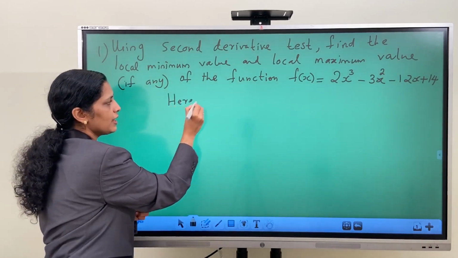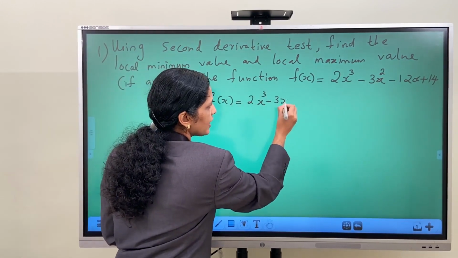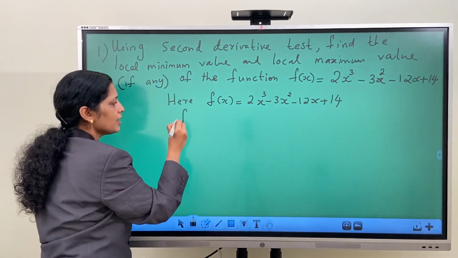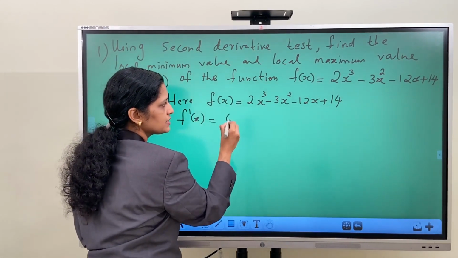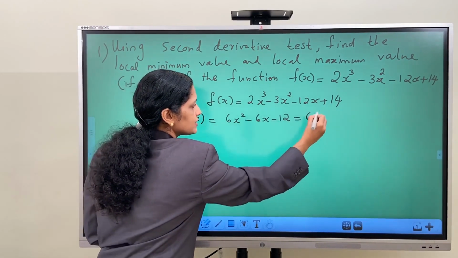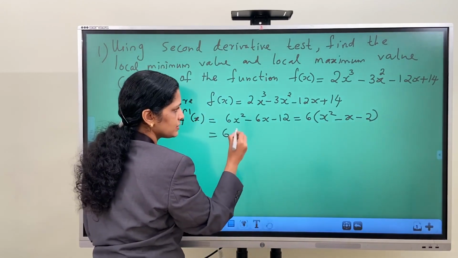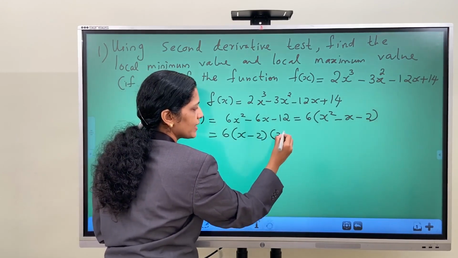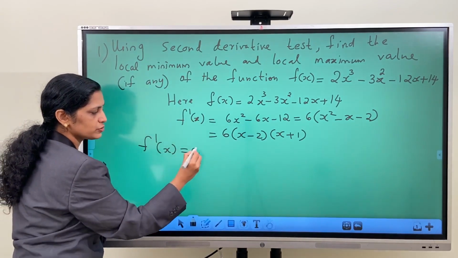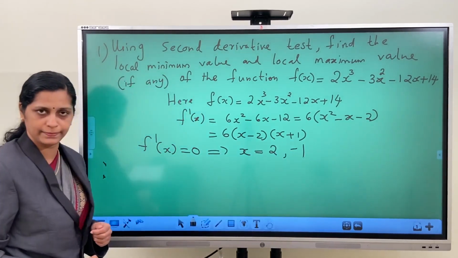Right here, f of x is equal to 2x cubed minus 3x squared minus 12x plus 14. f dash x is equal to 6x squared minus 6x minus 12. That is equal to 6 into x squared minus x minus 2. That is 6 into x minus 2 into x plus 1. For finding the critical points, put f dash x is equal to 0. You are getting the critical points as 2 and minus 1.